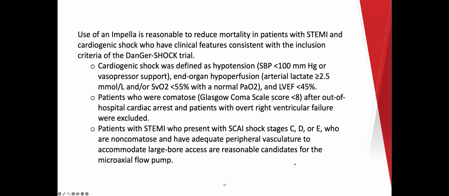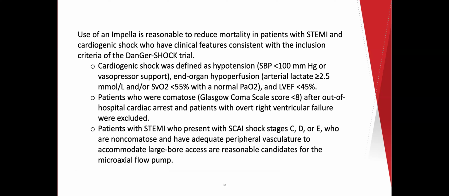However, although there was a mortality benefit, the class of recommendation is limited at 2B due to the increased risk of serious complications like bleeding, limb ischemia, and renal replacement therapy with Impella seen in the DanGer Shock trial. Use of an Impella is reasonable to reduce mortality in patients with STEMI and cardiogenic shock who have clinical features consistent with the inclusion criteria of the DanGer Shock trial.